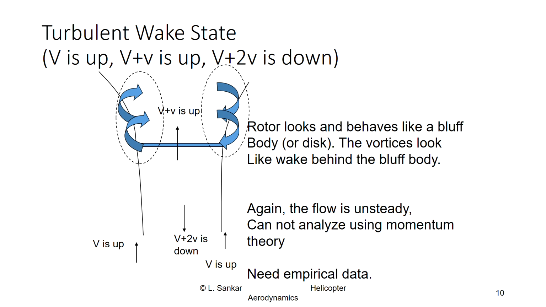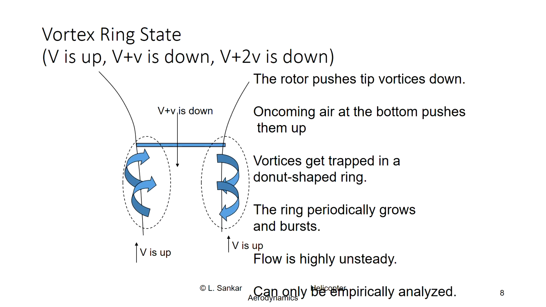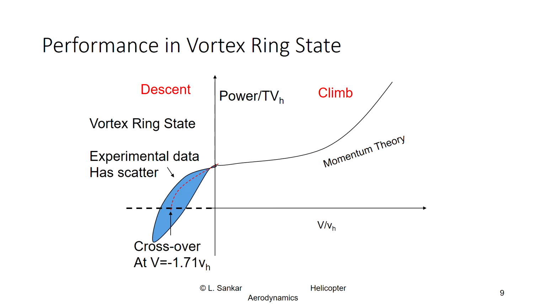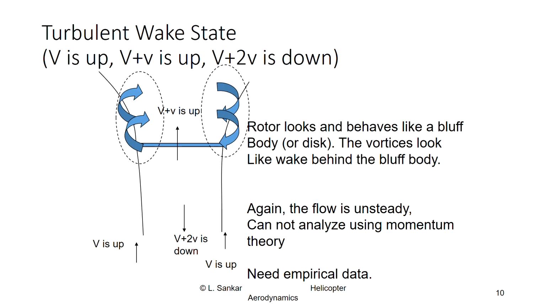So the vortices, rather than gathering underneath the rotor disc like we saw in the previous picture here, because V plus V is down, now the V plus V is up, they gather above. Okay. So they collect, a vortex ring-like structure forms, they grow in size, burst, some of the vortices slip upwards. So this is still a chaotic situation. Okay. So this is what happens in the vortex turbulent wake state.